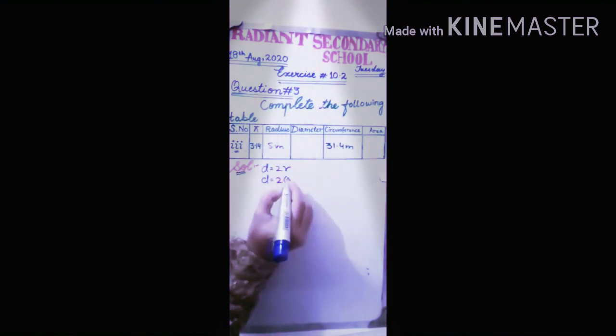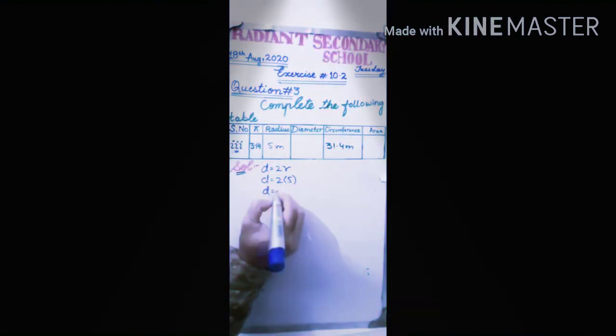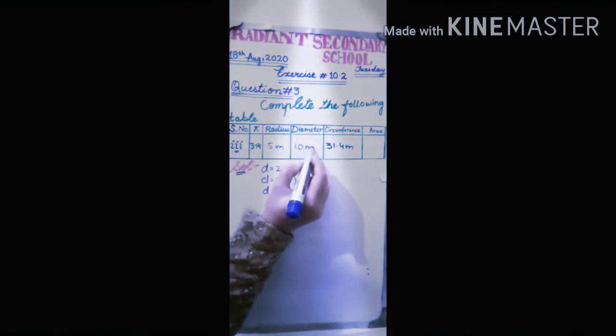Now we have to find the diameter. The formula of diameter is D equals 2R. The radius is 5, so 2 fives are 10. D equals 10 meter. The diameter is 10 meter. You have to write 10 meter here.